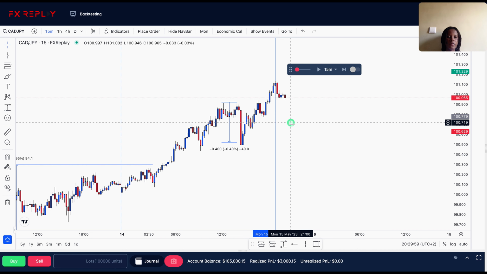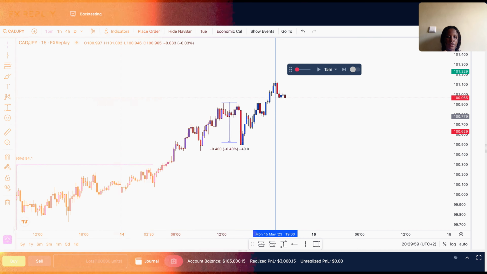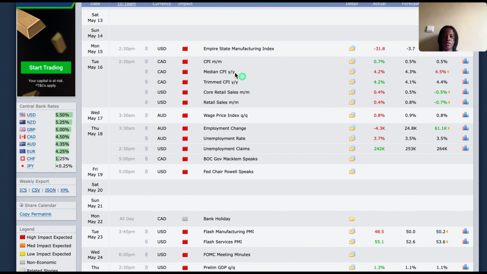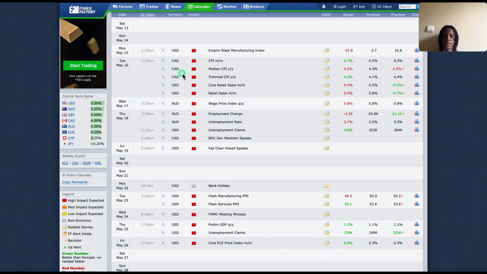Let's go and see if 16th May is a valid day to trade. When it comes to 16th May, this is not a valid day to trade because you can see we have CPI, so we'll be staying out of this day. The only valid days that we have after 16th May are 17th May and 18th May. So let's go to the charts and search for entries on 17th May.